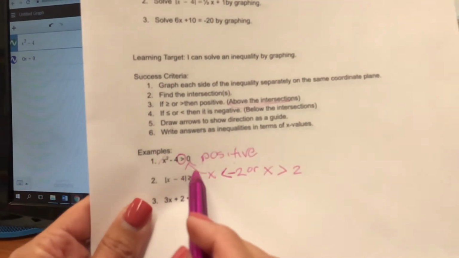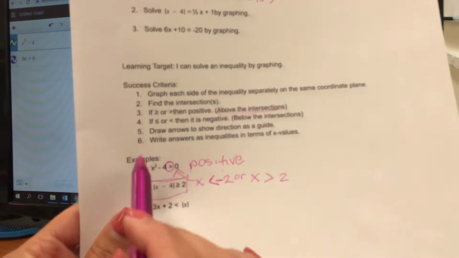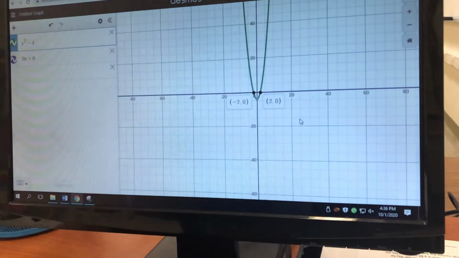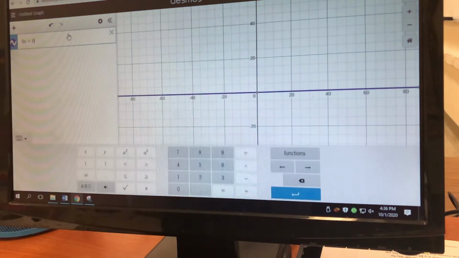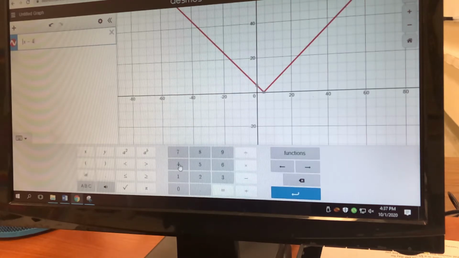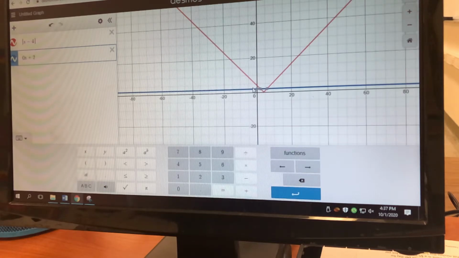Okay, let's try this one. Keep going. We'll just keep practicing. Hopefully you can get some clarification here. So absolute value of x minus 4, and then 2. Remember, for constants, you have to do 0x plus 2.